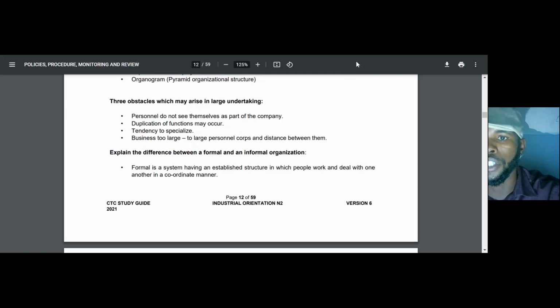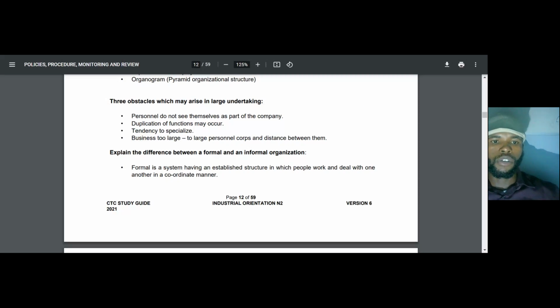And then here on industrial orientation, they don't normally ask for two. If you have four, they will ask for four. If they give you three, they will ask for three. There's no way they will give you three and then ask for two. So you just need to study all of them. Do not cram, you must read to understand as well.